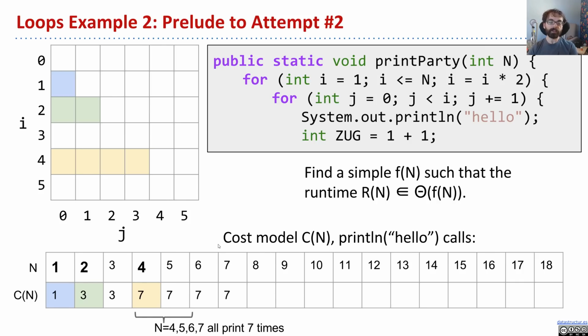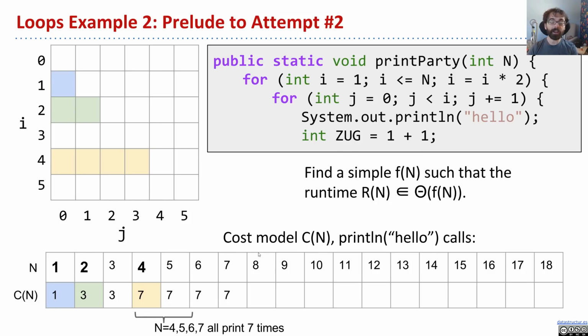And it turns out, for similar reasons as before, if we give n equals 5, 6, or 7, we're still going to get 7 prints. Because if n is 6, that doesn't actually change how many different values i takes on. It's never going to be 6. It's going to double right past it and then fail this check.